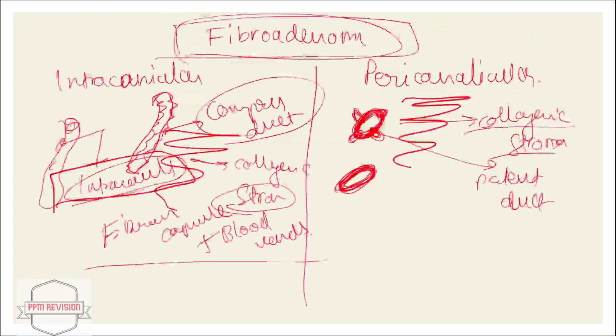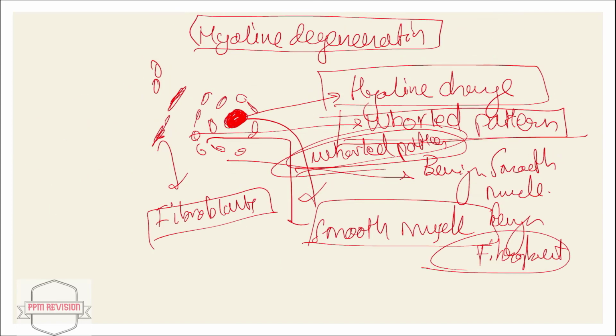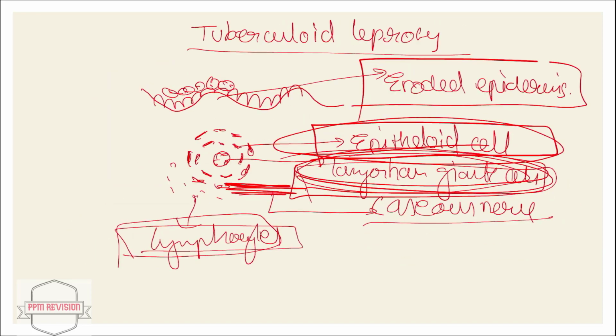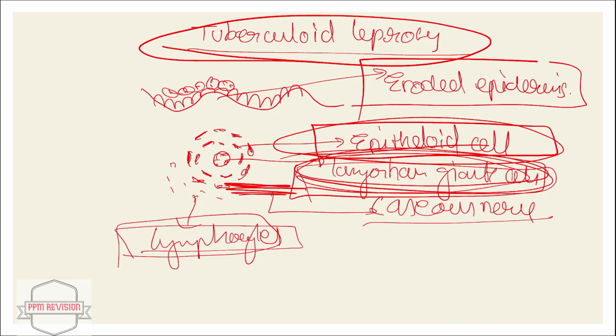Now just recapping what we have done, we have gone a bit fast, so let's do it from tuberculoid leprosy. In case of tuberculoid leprosy, we had seen that there's presence of Langerhans giant cells. The type of giant cell is nothing but the Langerhans giant cells. There's presence of caseous nerve, and there's presence of lymphocytes as well.